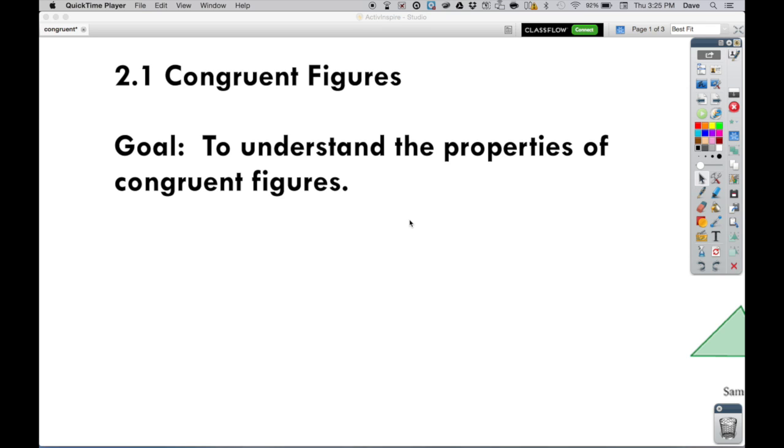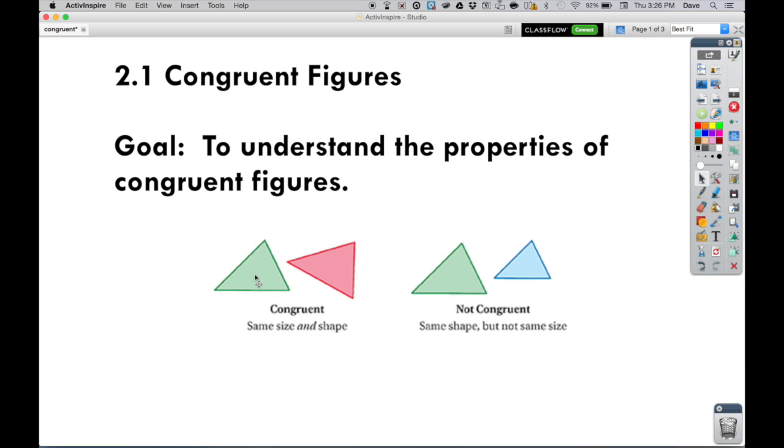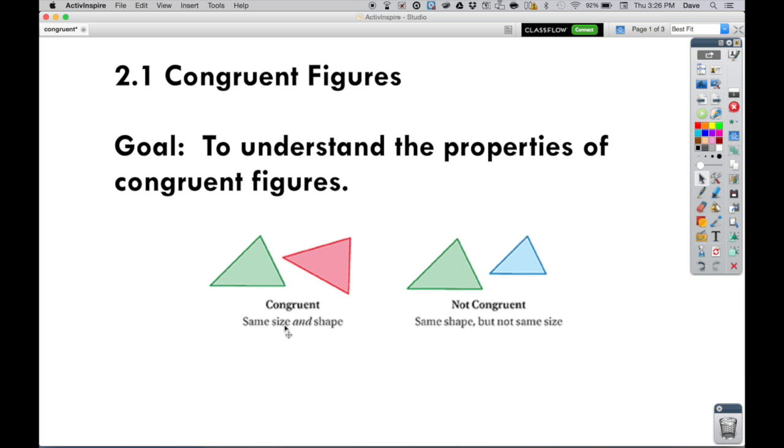So first off, where our conversation started in class was the idea of what congruent means. Basically, two shapes are congruent if they are the same size and the same shape. Okay, and the same shape is not enough. Even though these two triangles here are the same shape, they're not the same size. So both things have to be characteristics of the shapes we're looking at: same size and same shape.